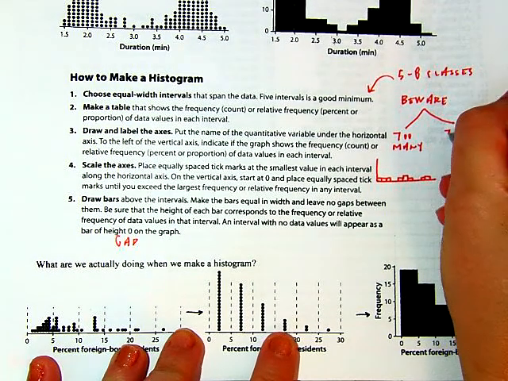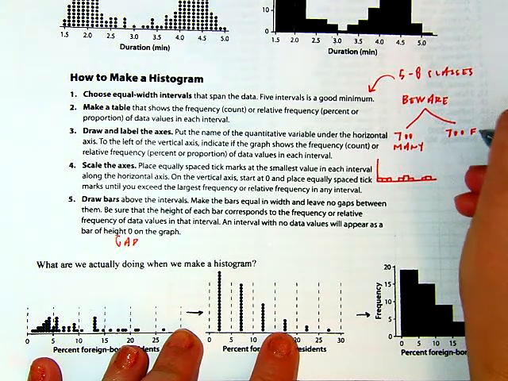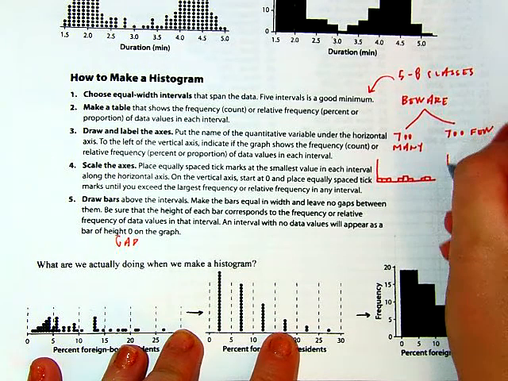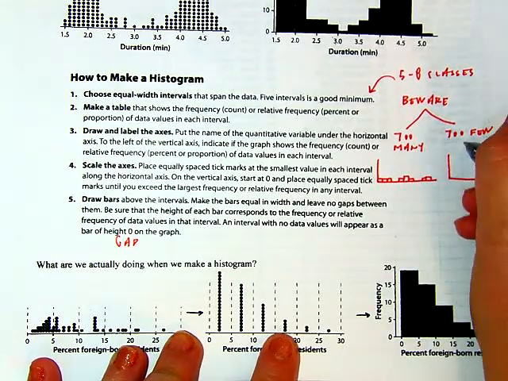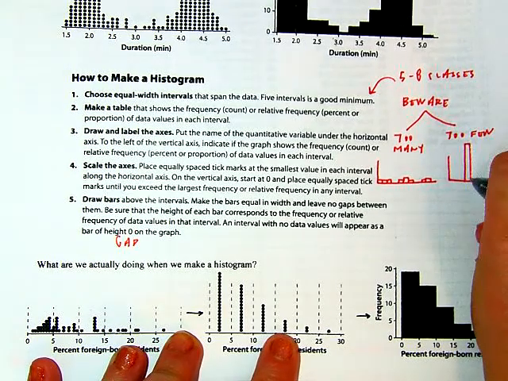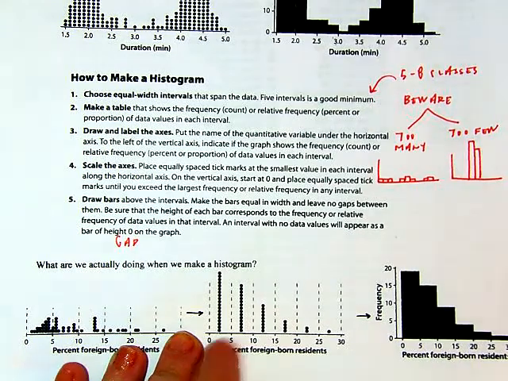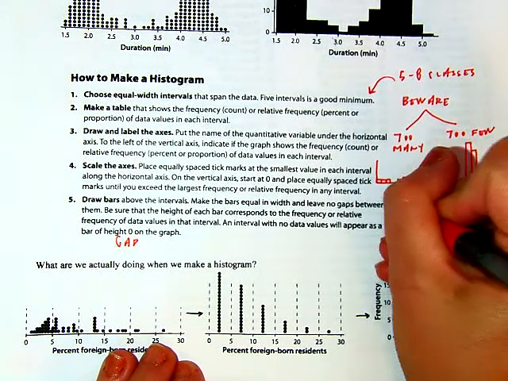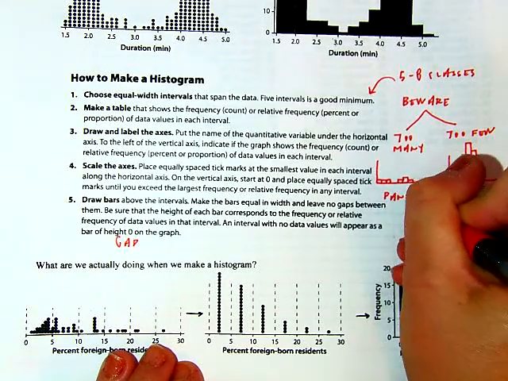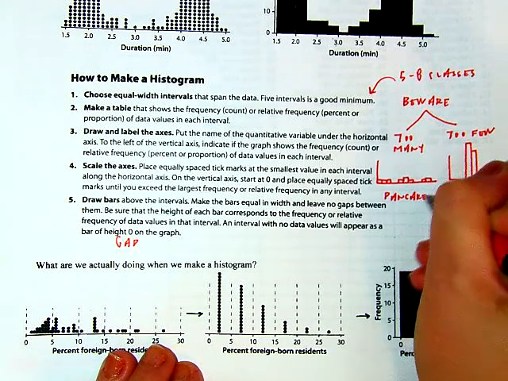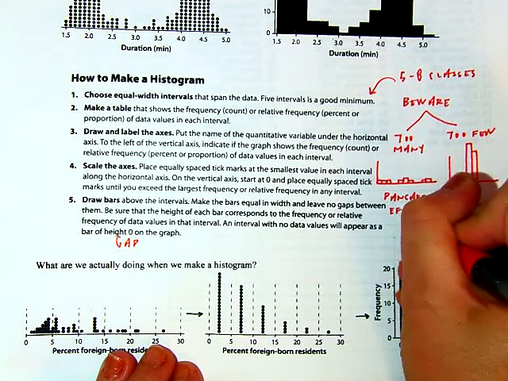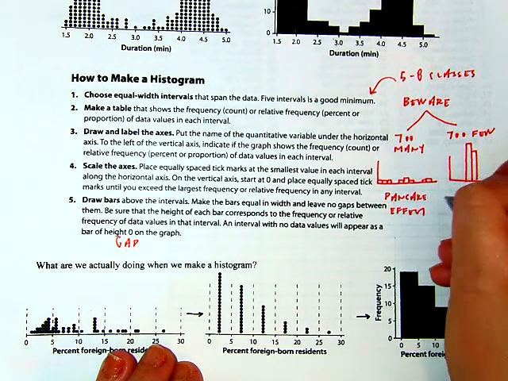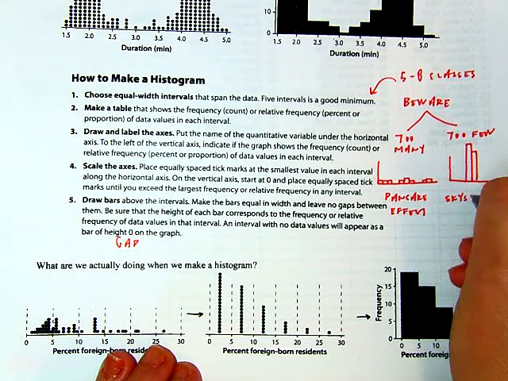Or I could pick too few. All of my data could clump together in just a few really tall bars like this. And that really doesn't tell me much either. So over here, we think of this as kind of a pancake effect. And over here, this is more of a skyscraper effect.